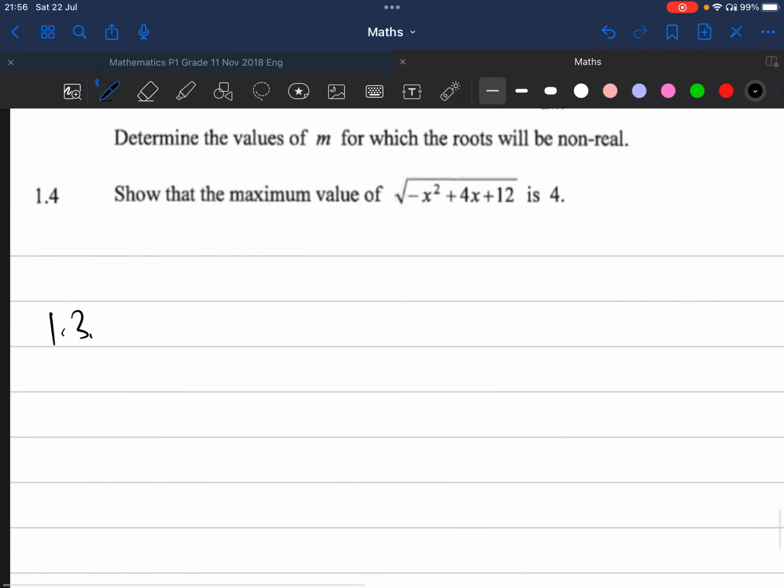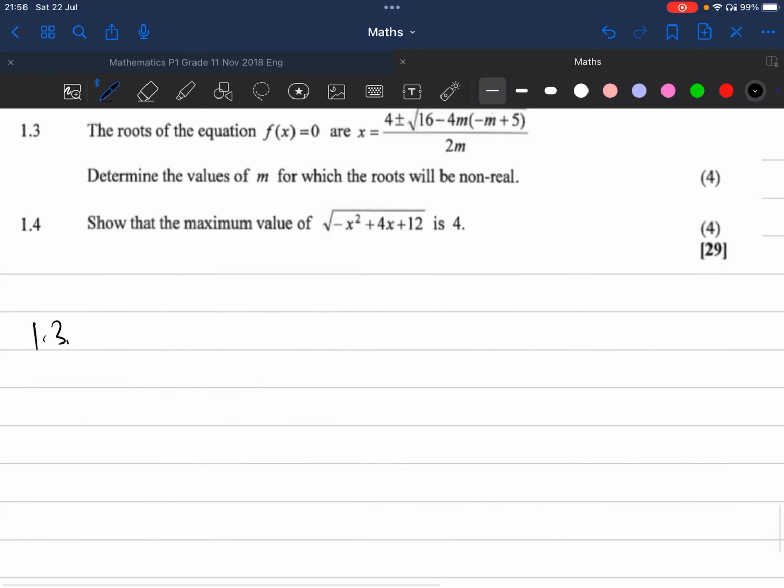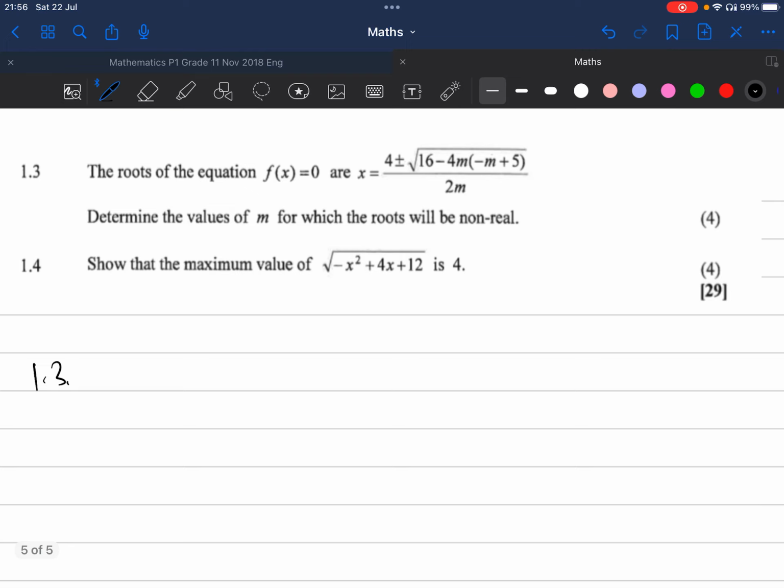Okay, now we're going to look at question 1.3. So there's the question. It says the roots of the equation f of x equals 0 are x equals 4 plus or minus the root of 16 minus 4m, all multiplied by minus m plus 5, and then the whole thing is over 2m. Okay, it says determine the values of m for which the roots will be non-real.